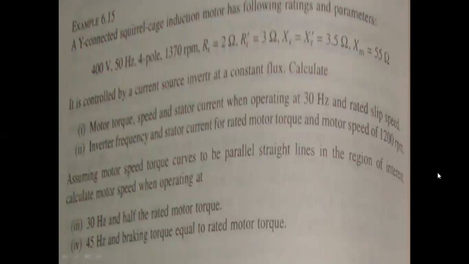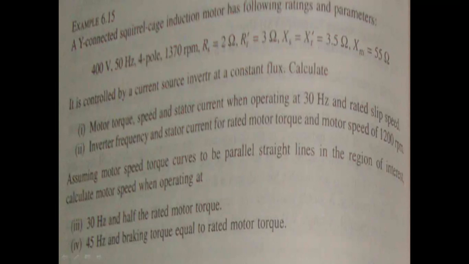A Y-connected squirrel cage induction motor has the following ratings and parameters. Terminal voltage is 400 volts, 50 hertz frequency, 4 poles, and speed is 1370 RPM. RS is 2 ohms, RR dash is 3 ohms. RR dash is changed, and XS and XR dash are also changed compared to the previous problems, and XM is also changed. All the given data is the same as the earlier 6.9 problem.